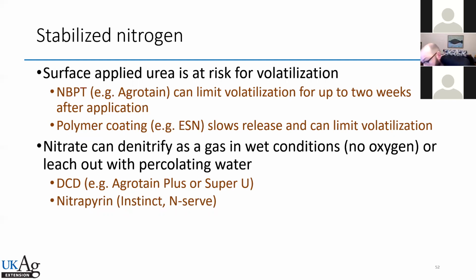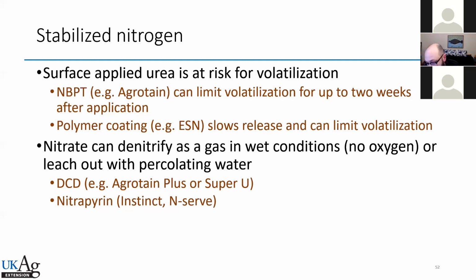So with liquid nitrogen, streamer nozzles are a good way because you put it in a concentrated band, and you don't get that volatilization as bad. NBPT, one of the original commercial names was Agrotain. It's off patent now, so you can get it through a lot of other products, but you're looking for that chemistry. NBPT can limit volatilization. There are polymer coatings. They're more expensive sometimes, but ESN is a commercial one. It's basically a polyurethane coating on the prill, and it breaks down with moisture and kind of releases the nitrogen.